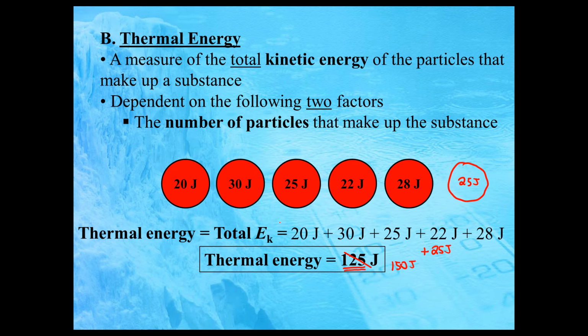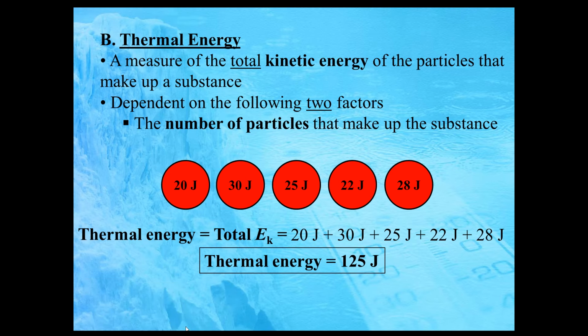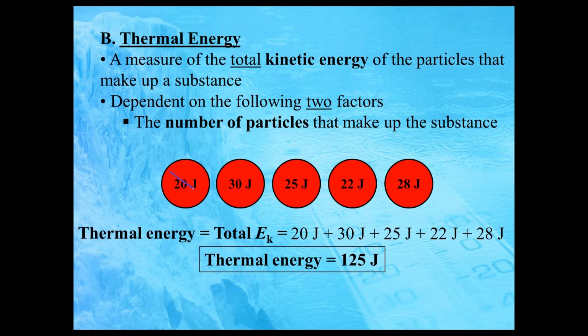Well, what else could we do? Let's say that we can't do that. Like we are just stuck with our substance. We can't add any more particles to the substance. What else could we do to increase the thermal energy of the substance? Well, what we could do is we could heat the substance up. If we heat a substance up, every individual particle moves faster. If every individual particle moves faster, their kinetic energy goes up.